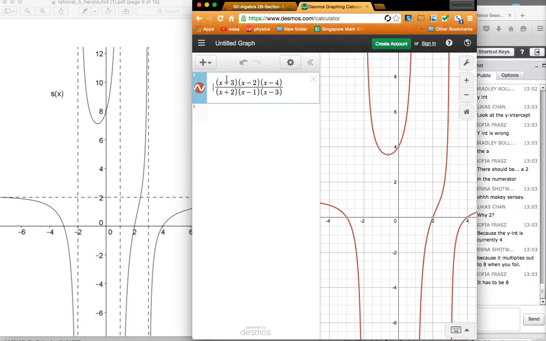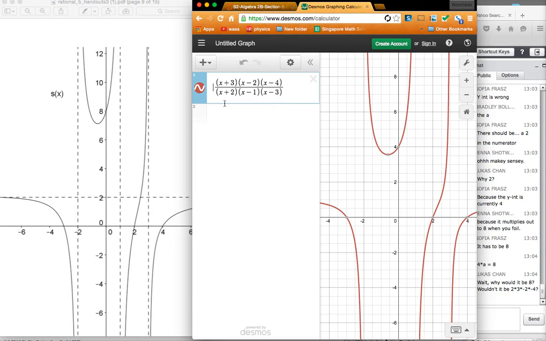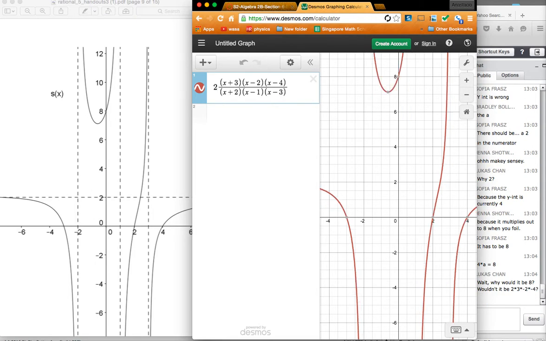Never mind. Yeah, exactly. Because right now, currently, the y-intercept is 4, and it needs to be 8. So in order to stretch this thing vertically by a factor of 2, that won't change the vertical asymptotes. It will still have the same vertical asymptotes. It will still even have the same x-intercepts, but it makes my graph cross at that point.